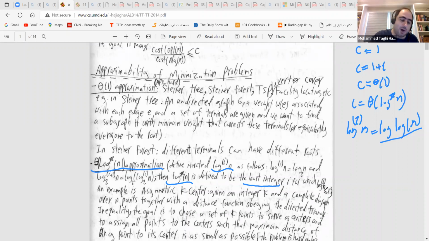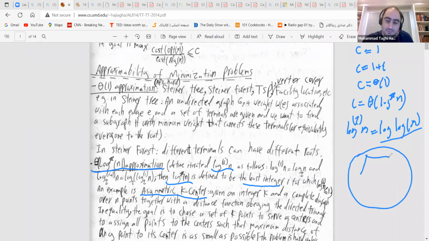And this is actually a problem called the asymmetric k-center problem. So what is the asymmetric k-center problem? You are given a directed graph. This is the reason it is called asymmetric: directed means essentially asymmetric.